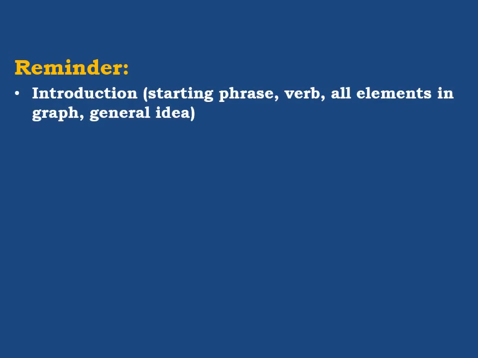This is just a reminder of the things that you need to bear in mind when describing a graph. In the introduction, we said that you need to have a starting phrase, which includes the name of the graph. For example, the bar chart, the line graph, the pie chart, etc. This is the starting phrase, and then you have to include a verb. When you say the bar chart or the line graph shows, this is the verb. Then you have to include all the elements in the graph.